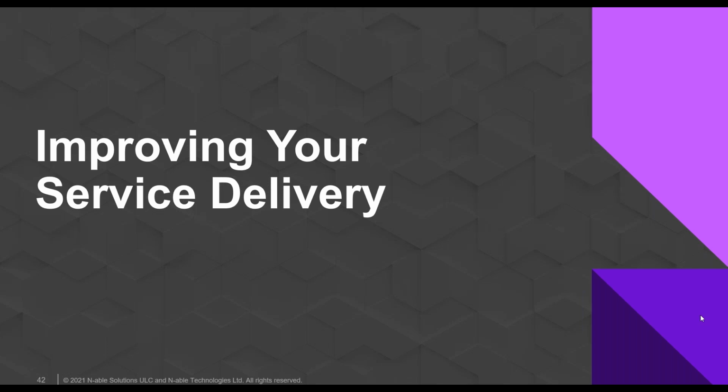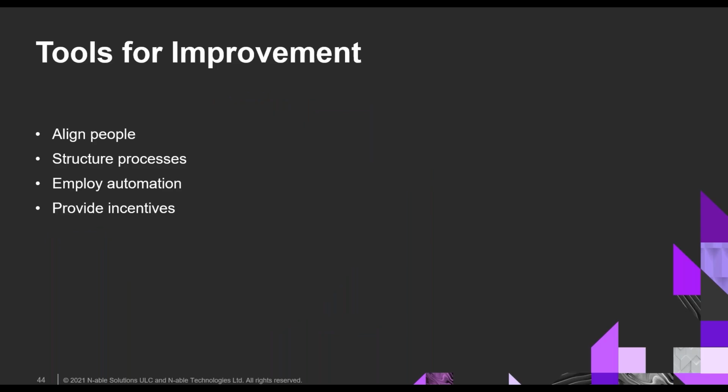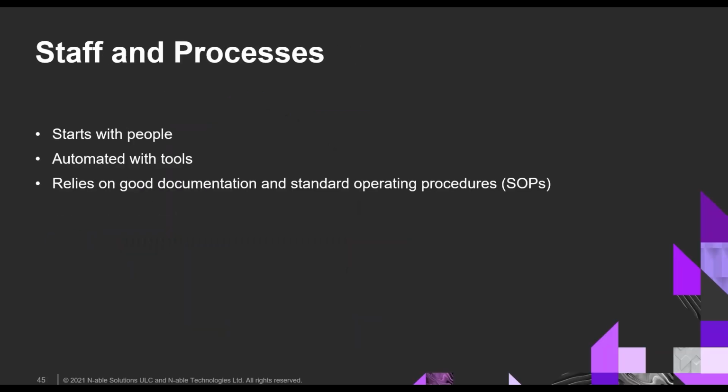How are we going to take those 4 operational levers and turn them, right? Our 4 operational levers: structuring staff, leveraging automation, eliminating time waste, and reducing avoidable issues, and start applying them to our business. So tools for improvement, pretty simple, right? Based off of our levers. Align people properly, structure your processes, employ automation, and then provide incentives. Weirdly enough, all of these come into one of those 4 things.